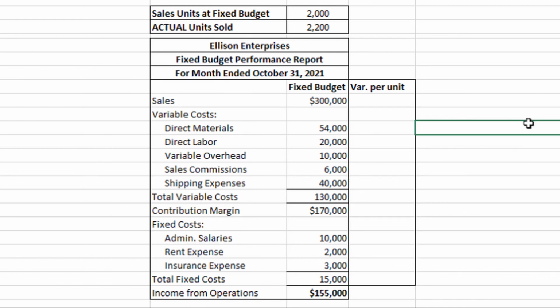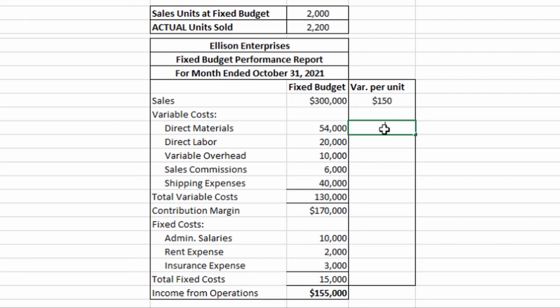First, let's look at the sales, which are assumed to be variable. When this company sells more units, more revenue is earned. If the fixed budget was prepared under the assumption that 2,000 units would be sold and the budgeted sales are $300,000, that means there's an assumed selling price of $300,000 divided by 2,000, which equals $150. We can do this same process for all variable costs. Take the variable cost and divide by the 2,000 units that were budgeted to be sold.